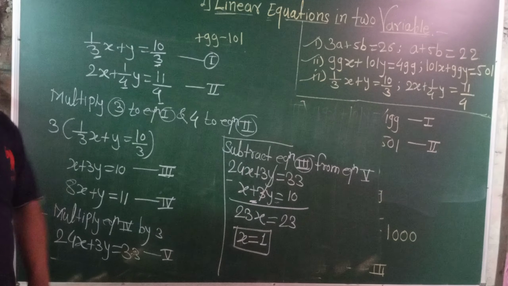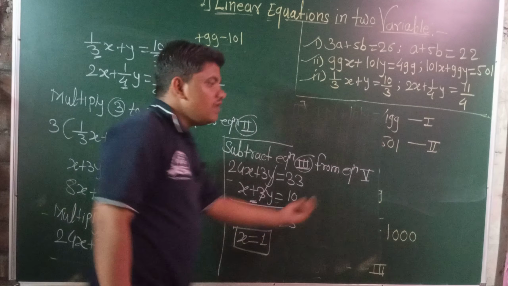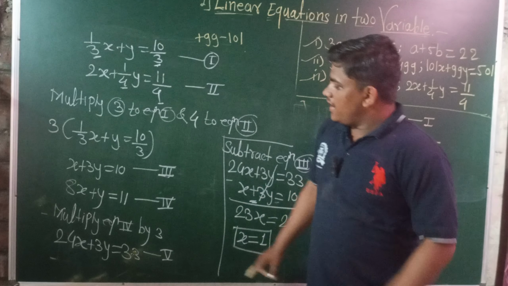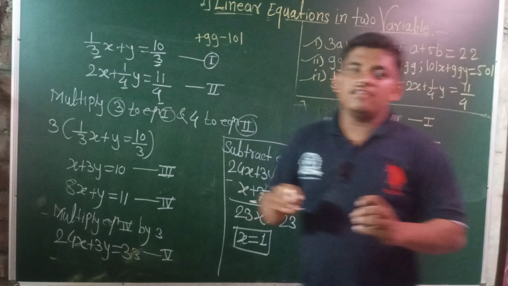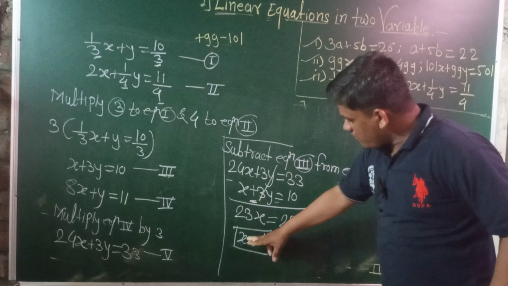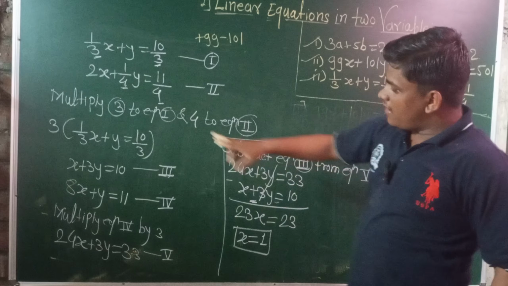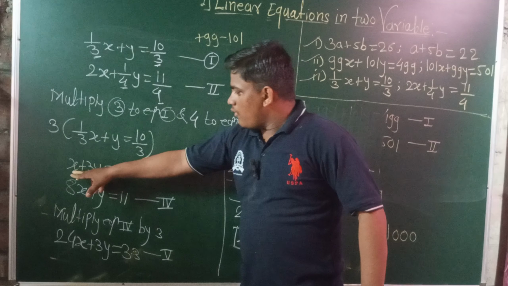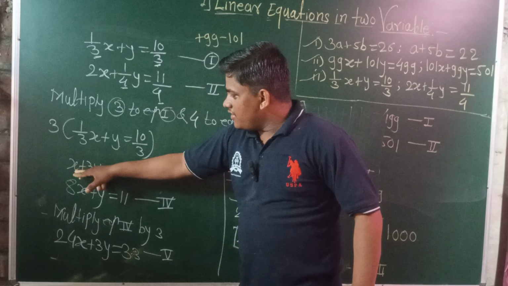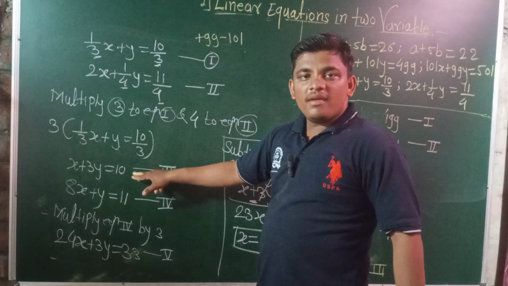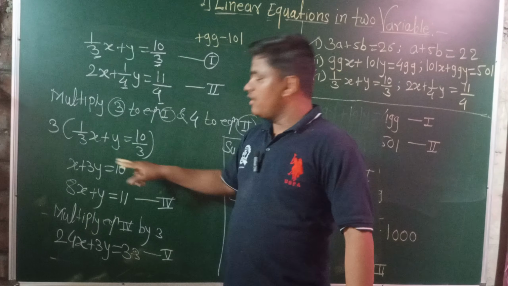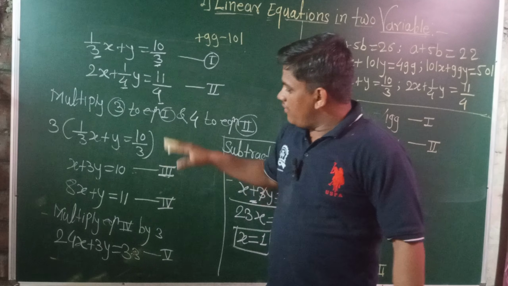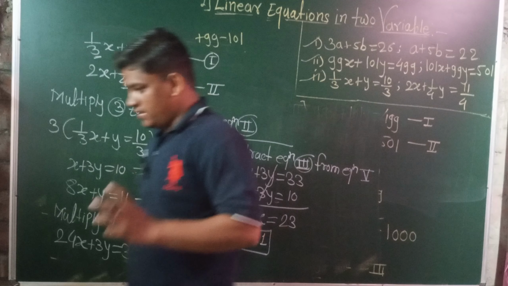The next process must be homework. Put the value x equal to 1 in equation 3 or 4, then calculate the value of y. Put x equal to 1 in equation 3. 1 plus 3y equal to 10. This 1 goes to the opposite side of the equality sign. 10 minus 1 is 9. 3y equal to 9. y equal to 9 upon 3. Then y equal to 3.